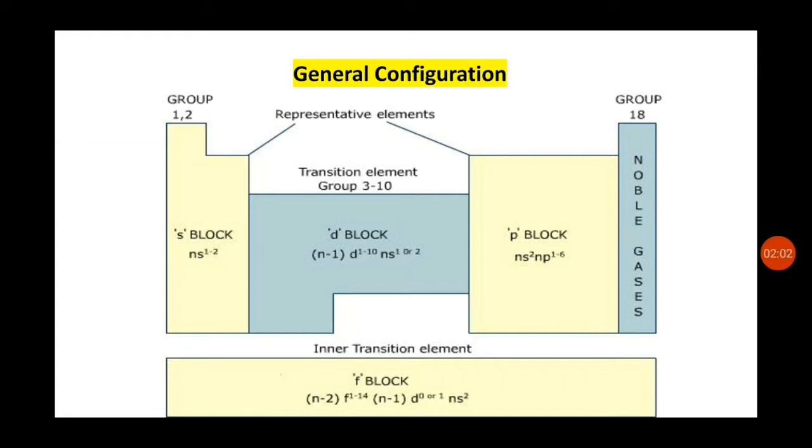For lanthanoids, the value of n is 6. So the general configuration becomes 4f 1 to 14, 5d 0 or 1, and 6s2. Similarly, for actinoids, the value of n is 7. So the general configuration will be 5f 1 to 14, 6d 0 or 1, 7s2.